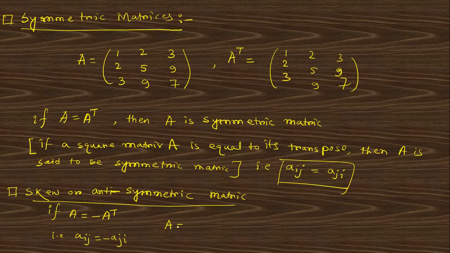Suppose A can be written as 1, 2, 3, minus 2, 5, 9, minus 3, minus 9, 7. If you transpose these elements, then you get 1, minus 2, minus 3, 2, 5, minus 9, 3, 9, 7. This is nothing but the minus of A. So since A transpose is equal to minus A, this is called the skew symmetry or anti-symmetry.